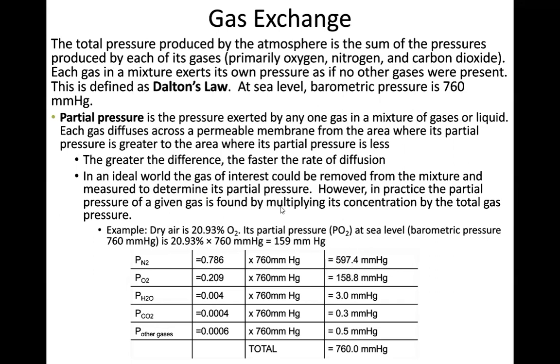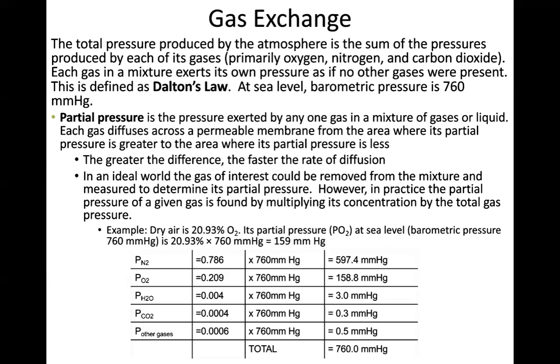And I'll get to that here in a second. Okay. Each gas in a mixture exerts its own pressure as if no other gases were present. We call this Dalton's law. So last time we talked about Boyle's law. Here's our second law. We have a third law coming up. To talk about Dalton's law: at sea level, barometric pressure of the atmosphere is 760 millimeters of mercury.